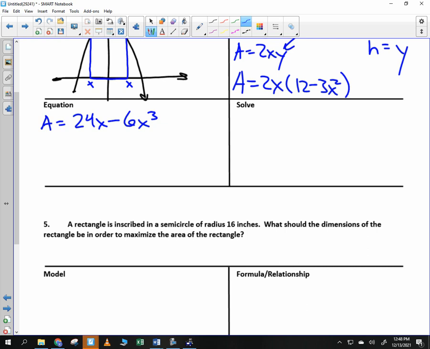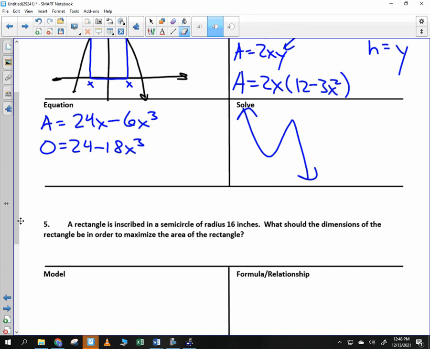Okay, that's another cubic, just like I drew on the other spot, right? We want to maximize that. If we're going to take the derivative, what's the derivative? 24 minus 18x squared. Got to solve that guy. So, you know, if you want to, you can use the quadratic formula right here. Should we do that? Or do you want to use algebra?